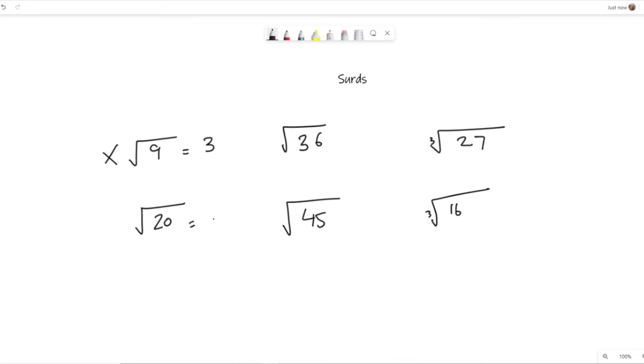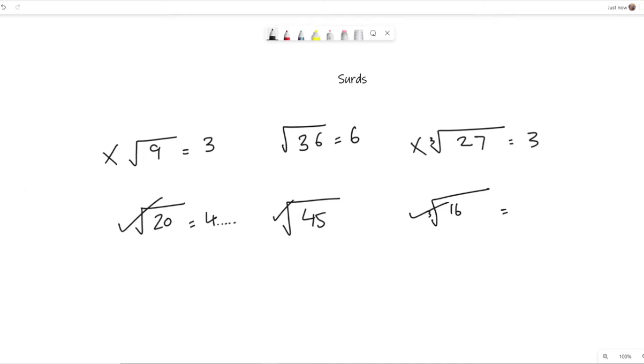This one is not a perfect square number. The answer will be 4 point something. It will be a decimal number. So this one is a surd. This one is not a surd. Answer is 6. This one is a surd. This one is not a surd. Cube root of 27 is 3. Cube root of 16 is not a perfect cube number. So this is a surd.